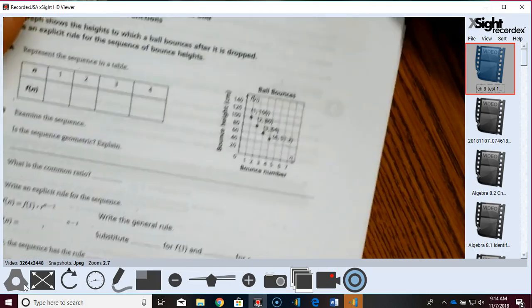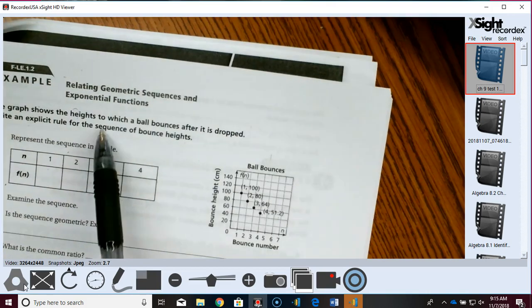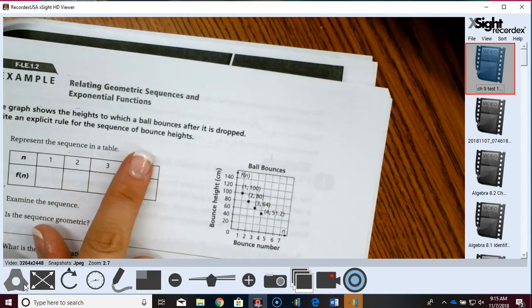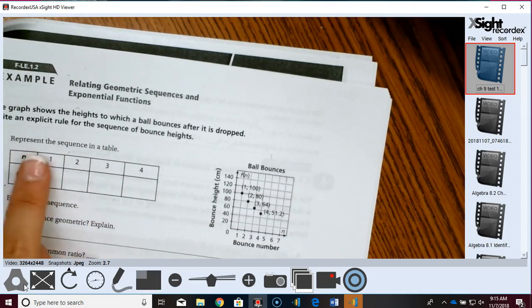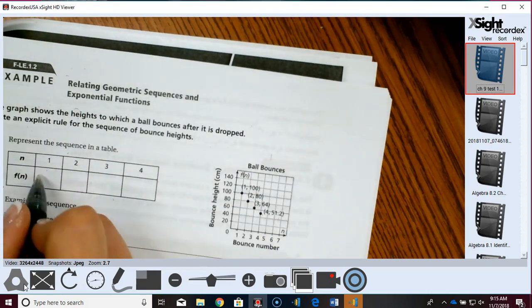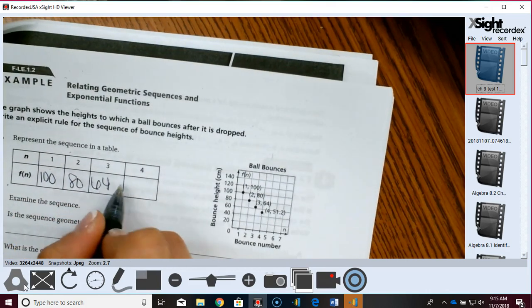Relating geometric sequences and exponential functions. The graph shows the heights to which a ball bounces after it's dropped. Write an explicit rule for the sequence of bounce heights. Represent the sequence in a table. All right, so f of n. So f of 1 is going to give me 100. 2 gives me 80, 3 gives me 64, and 4 gives me 51.2.